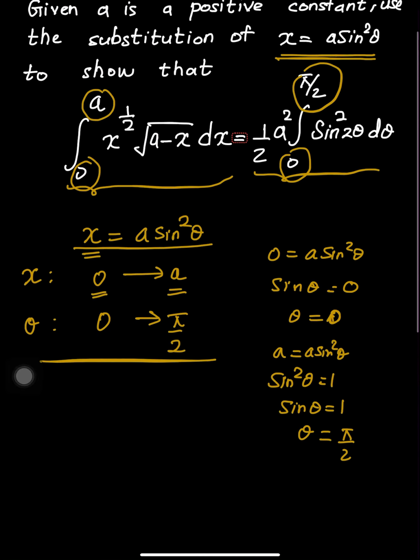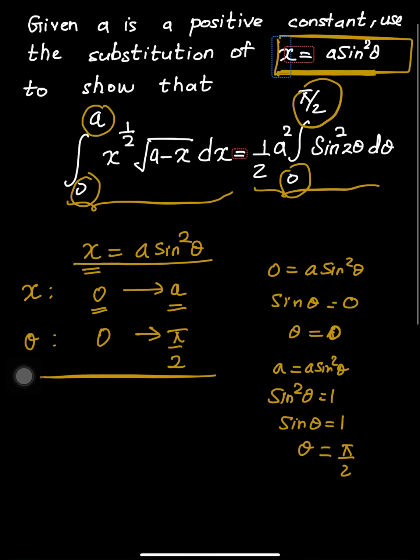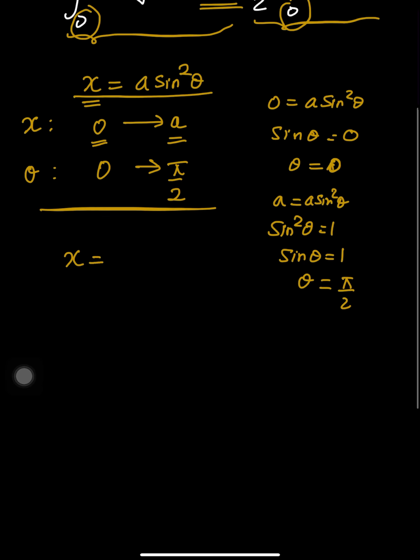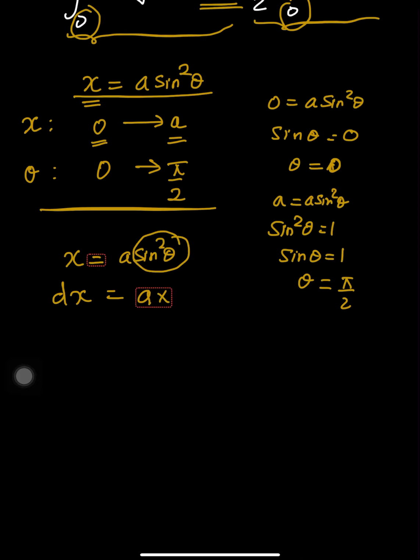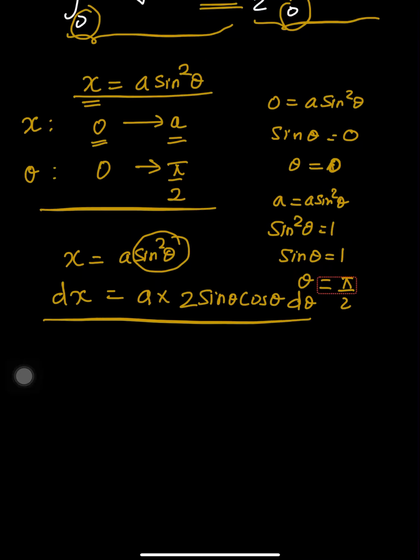So let's differentiate this substitution to find out the dx. We have to substitute for dx as well. So we have to find out the dx first. Take whatever is given, x is equal to a sine square theta. Let's differentiate both sides, which means dx is equal to a times, if you differentiate sine square theta, 2 sine theta cos theta, that is the differentiation of sine square theta, and d theta. So this is the substitution for dx.